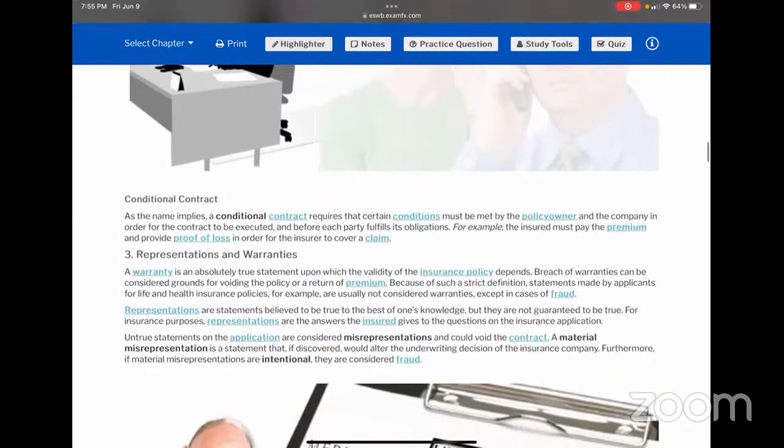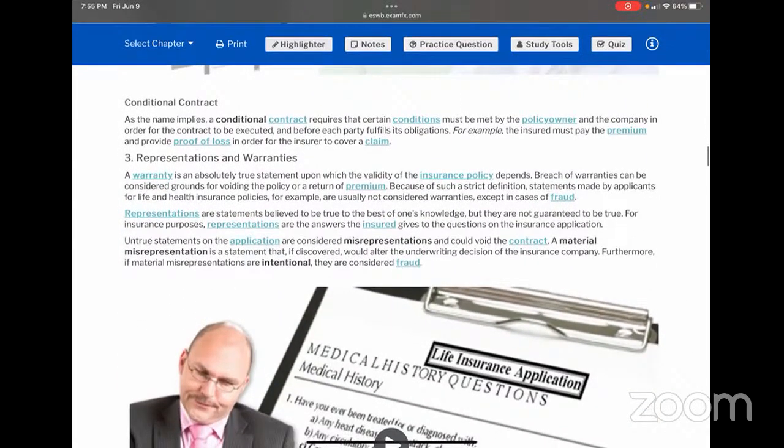That is good. Conditional contract. This is a good one. As the name implies, a conditional contract requires that certain conditions must be met by the policy owner and the company in order for the contract to be executed and before each party fulfills its obligations. All right. For example, the insured must pay the premium and provide proof of loss in order for the insurer to cover a claim.